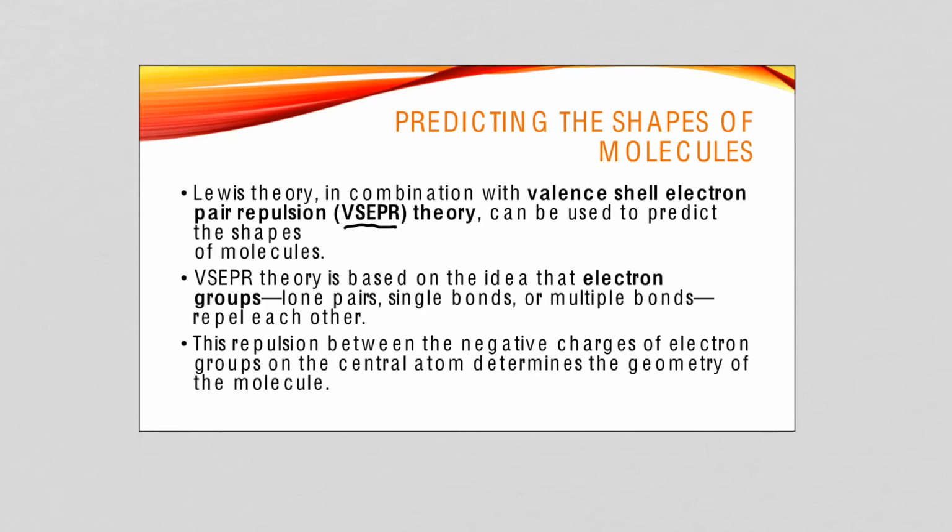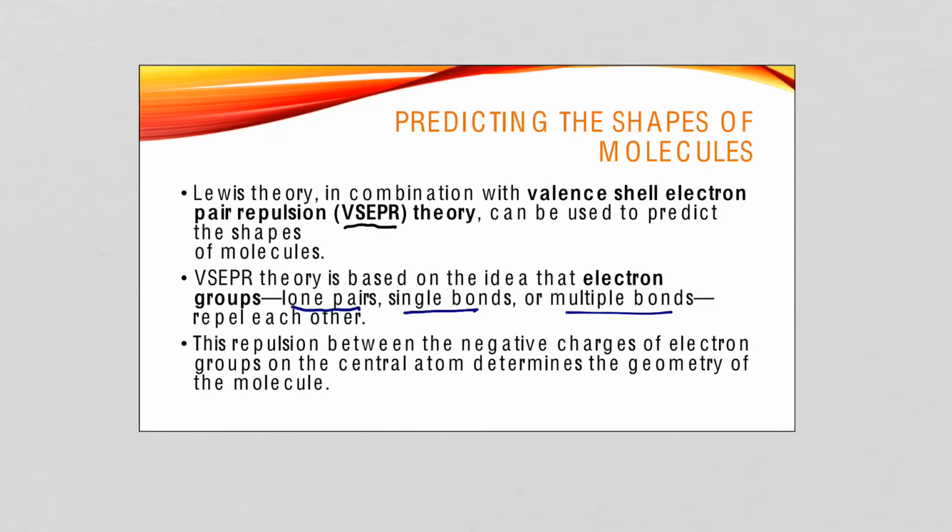This VSEPR theory is based on the idea that electron groups, so these are groups of electrons that are surrounding an atom, can be lone pairs, or they could be various bonds: single, double, or triple bonds. And they repel each other. If we remember back, electrons are all negatively charged, so these different groups of electrons would like to space themselves out as far as possible.